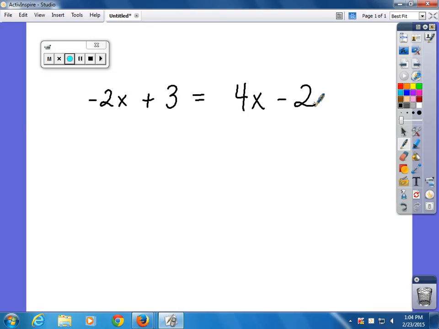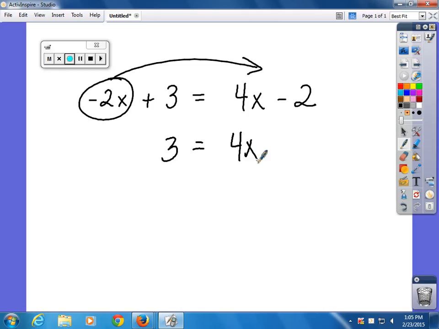Well, that's not the way I teach it. And if you do it that way, that's fine. But when we get to inequalities and you screw up, don't raise your hand because you're not doing what I did. All right, so 3 is equal to 4x, what?